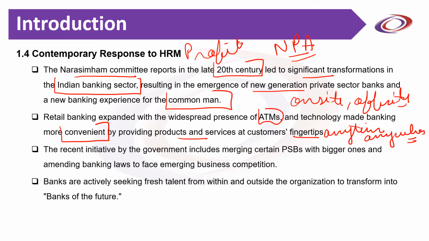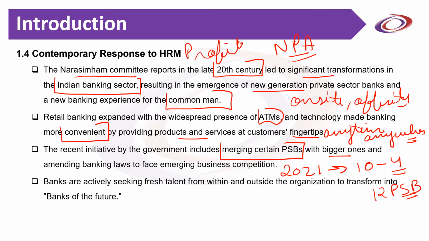Also, a recent initiative by the government included merging of certain public sector banks with the bigger ones. In a move to restructure and redefine the country's banking space in 2021, we know that 10 public sector banks were merged into 4 banks. And now India today has 12 public sector banks in total.